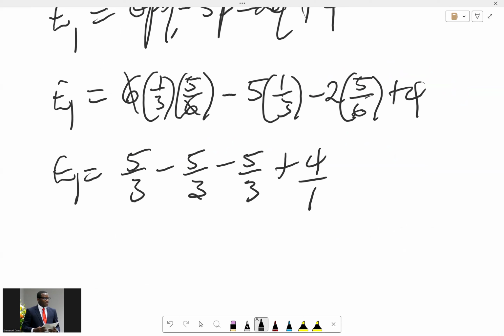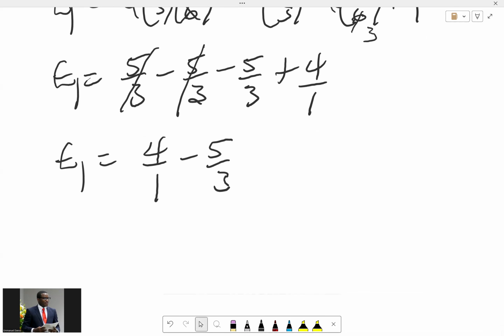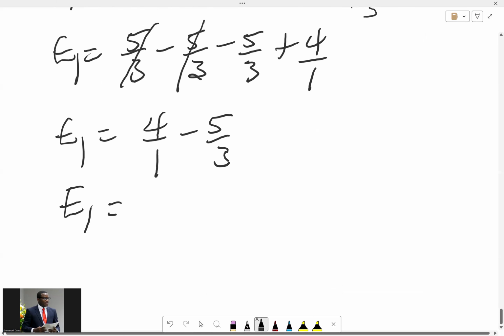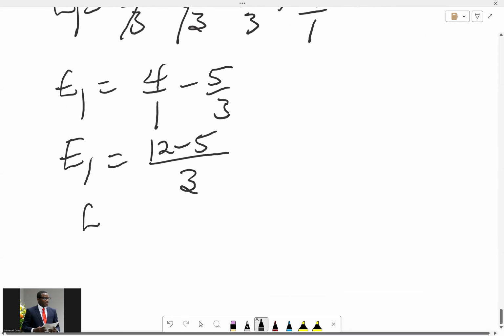So the 6 cancels, the 5 over 3 cancels the other 5 over 3 automatically, so we have another minus 5 over 3. So E1 is 4 over 1 minus 5 over 3. The LCM is 3: 3 times 4 is 12, minus 5. So the expected payoff of player 1 is 7 over 3.